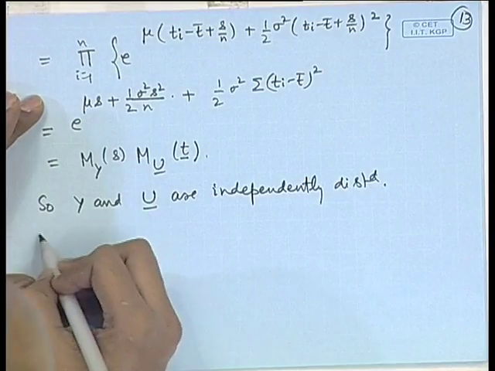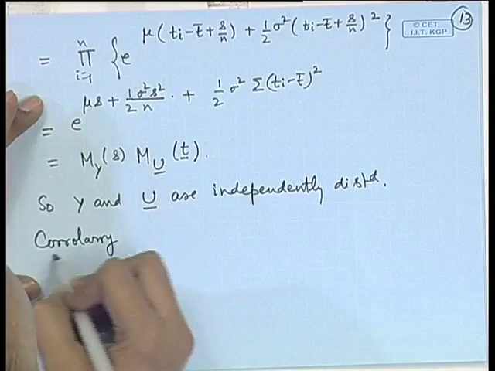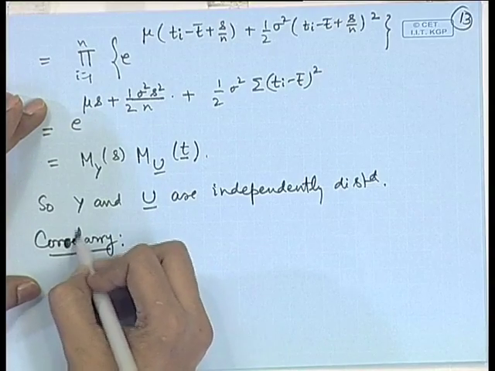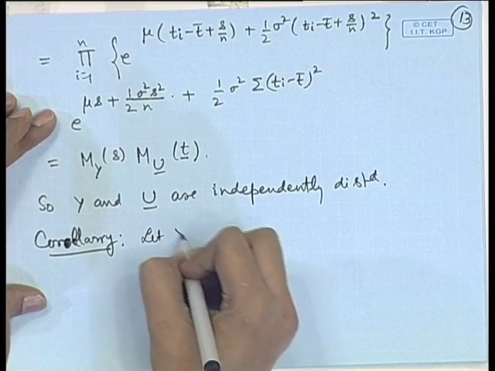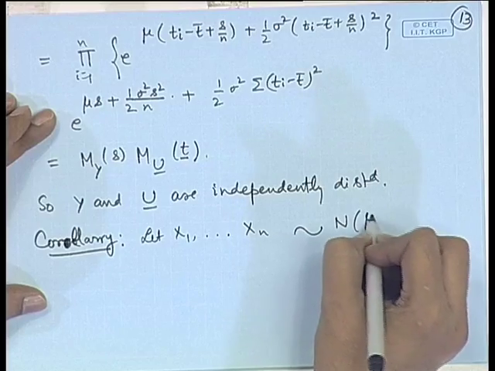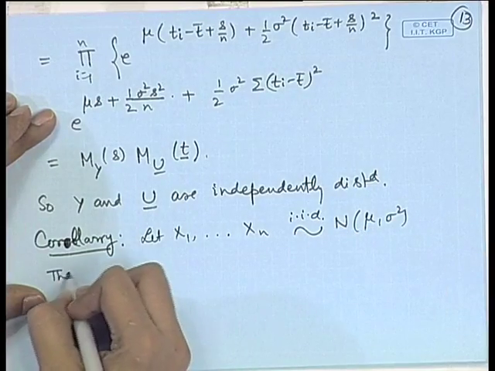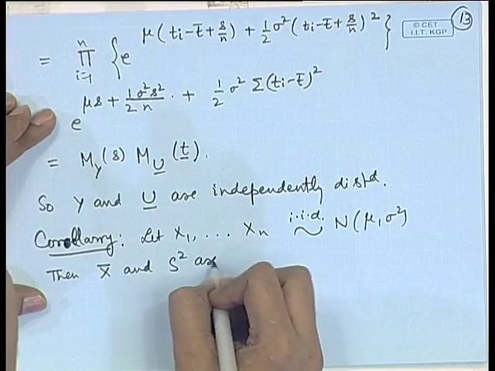As a consequence, we have the following corollary. That is, let x_1, x_2, ..., x_n be a random sample from the normal mu, sigma square distribution, then x bar and s square are independent.